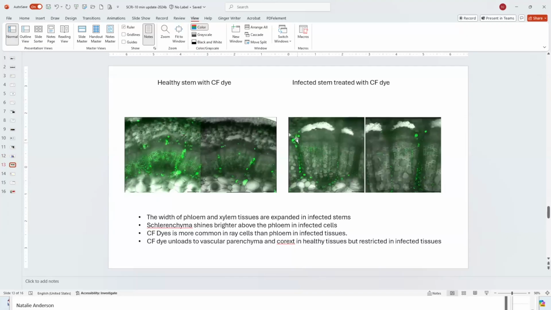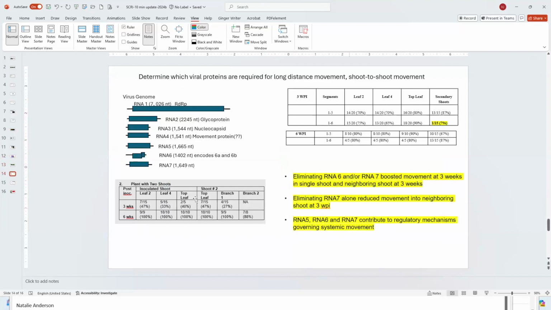We also see differences in the distribution of dye in infected tissue. We see more ray cells between the xylem bundles and the phloem bundles, whereas there's more of an even distribution. The ray cells are just not as fully developed in healthy tissue, which is just curiosity things we're not quite entirely sure of yet, how the virus is affecting vascular development.